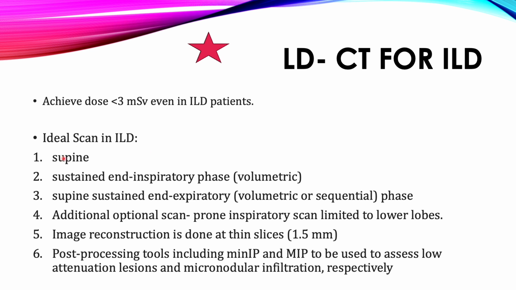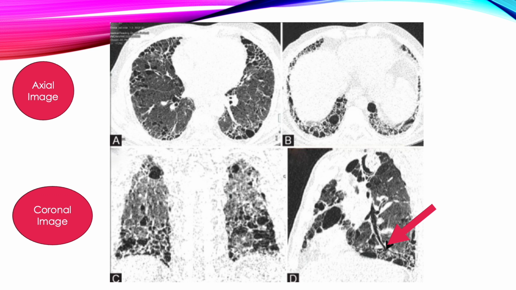And the ideal scan in an ILD would be: 1. A supine scan. 2. It should be sustained and inspiratory. 3. We can do a sustained and expiratory phase. 4. We should ask for a prone scan if you feel there are dependent densities in lower lobes. Image reconstruction should be high resolution for a CT scan, which should be 1 to 2 mm. And you can use post-processing tools like MINIP and MIP to assess low attenuation lesions and nodules also.